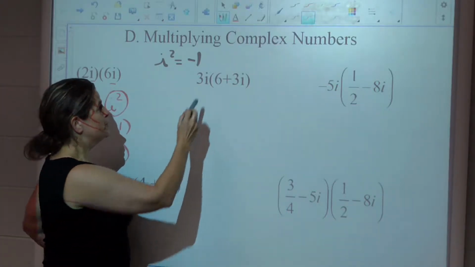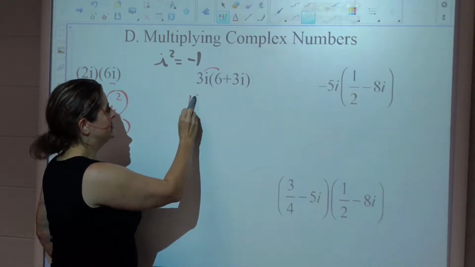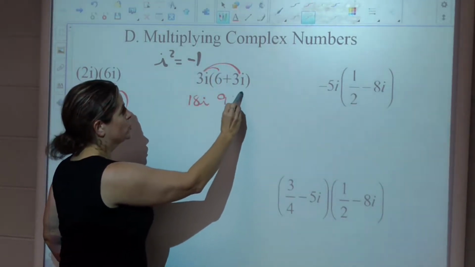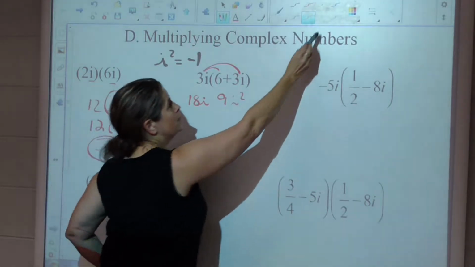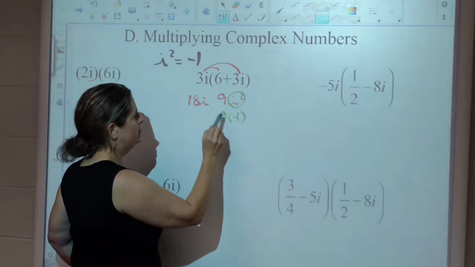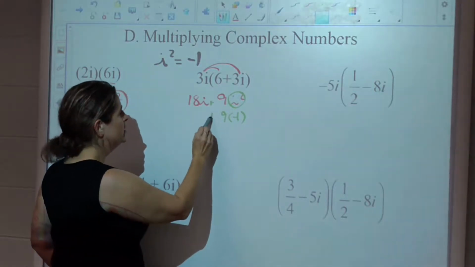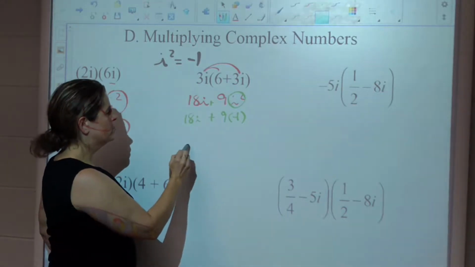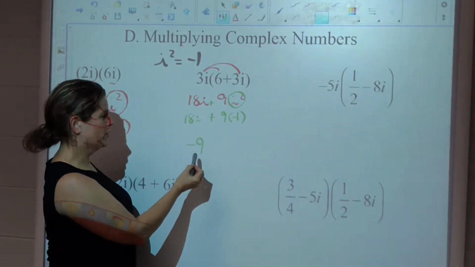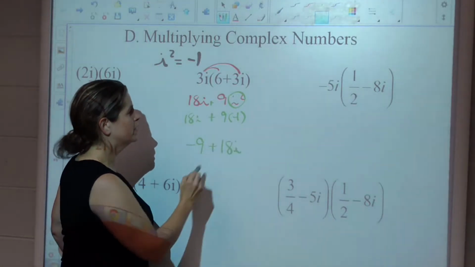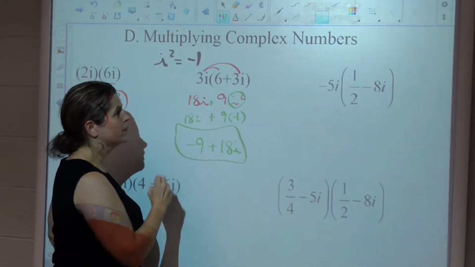We're going to distribute on this one, so that becomes an 18i. Here that becomes a 9i squared. We will replace, so our i squared becomes 9 times -1. It's plus there, by the way. So that's 18i plus a -9. We want the real part in front, though, so that becomes a -9 plus 18i for your final answer.